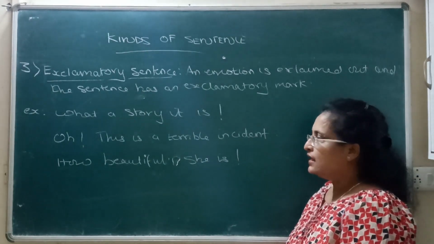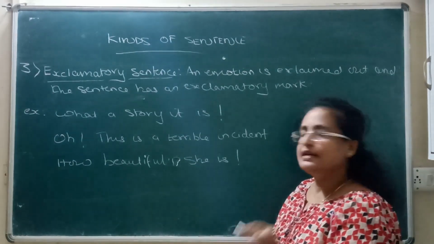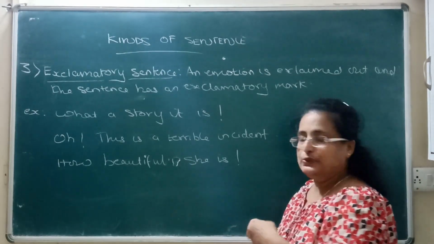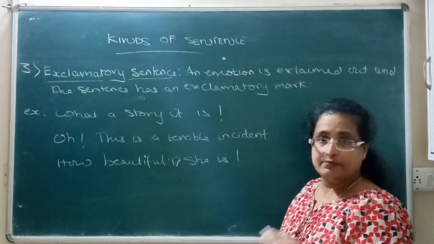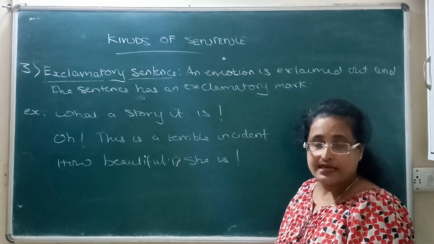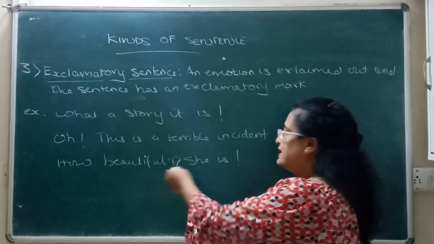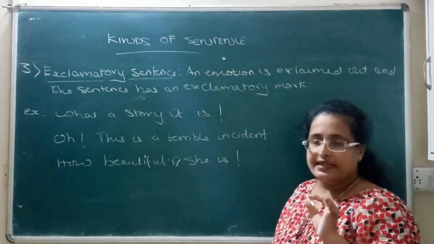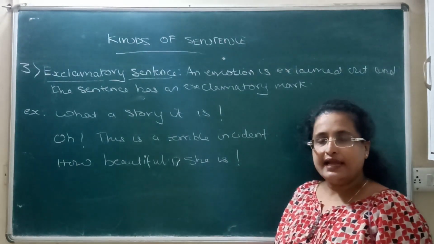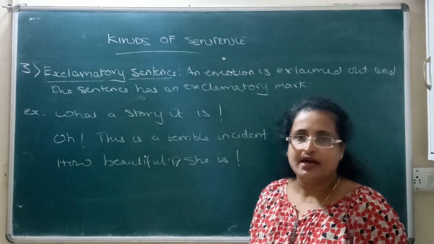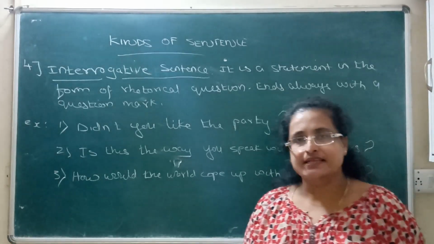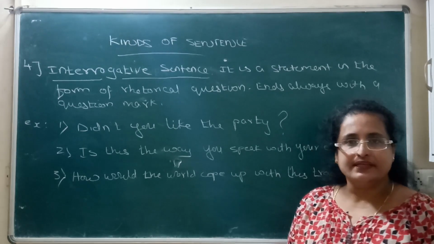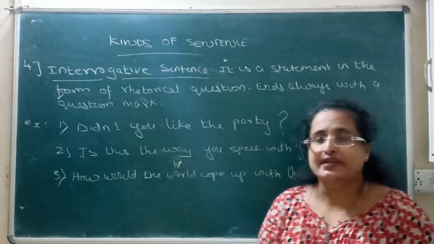See the third one. How beautiful she is. In this, appreciation or an emotion of wonder is exclaimed out, and here it ends with an exclamatory mark. So this sentence is quite easy. An exclamatory mark is present and a feeling is exclaimed out. Okay, now the last sentence, that is the interrogative sentence. Now, what is an interrogative sentence?